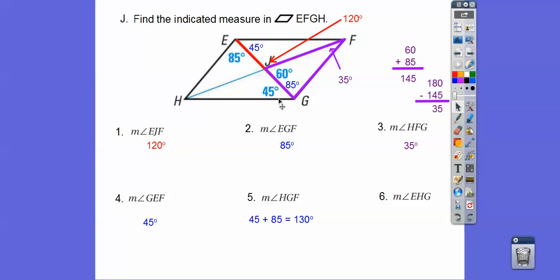EHG. Okay, so it's going to be supplementary because consecutive angles are supplementary. So this angle is going to be supplementary to this angle, which is 130. So that's going to give us 50 right there.